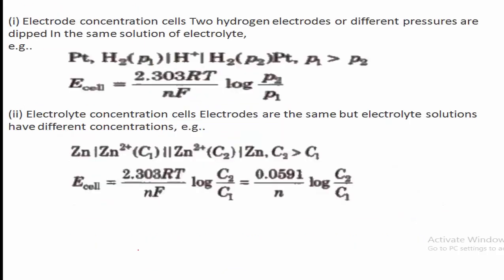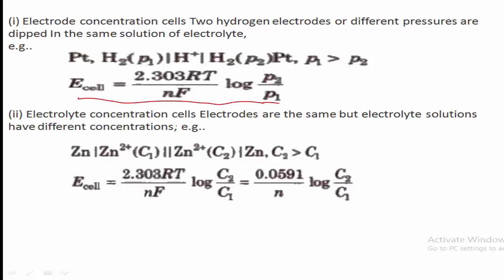Then the electrode concentration cells: two hydrogen electrodes at different pressures are dipped in the same solution of electrolyte. Then the equation is given. If the electrodes are dipped at two different pressures, then we use E cell is equal to 2.303 RT divided by nF log P2 divided by P1.